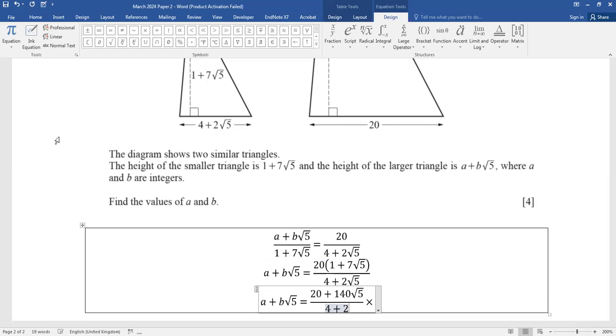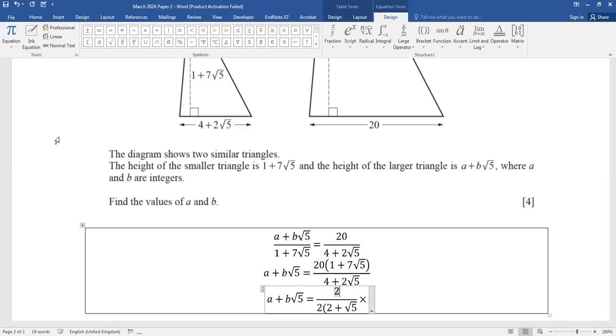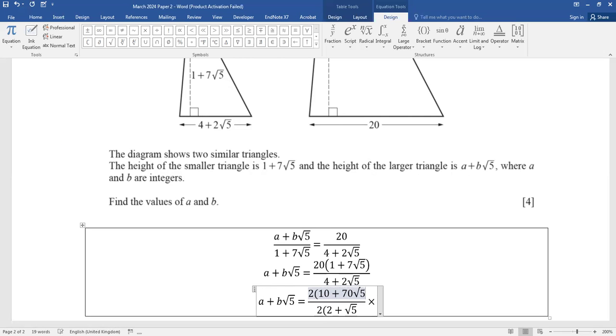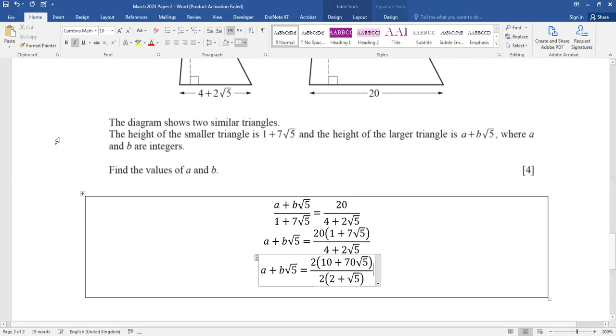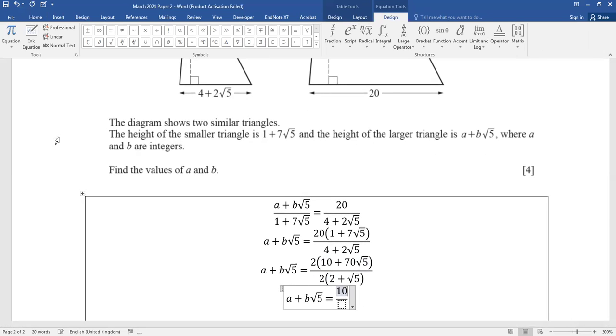One thing that we can do before rationalization is take 2 common and we will have 2 plus root 5. And even for the numerator, we can cancel it and we'll get 10 plus 70 root 5. So we can simplify this too and make things easier for ourselves. So a plus b root 5 is basically 10 plus 70 root 5 over 2 plus root 5. Now this will just make the numbers smaller and easier.